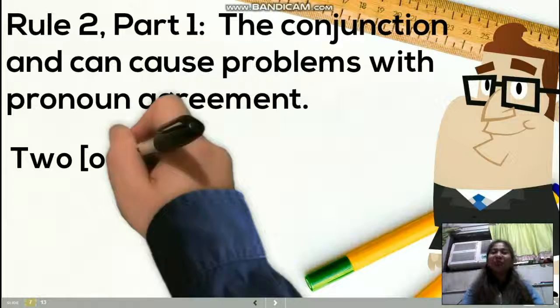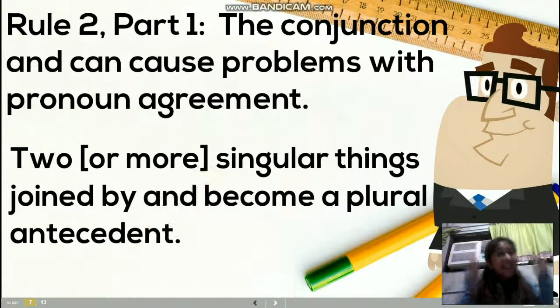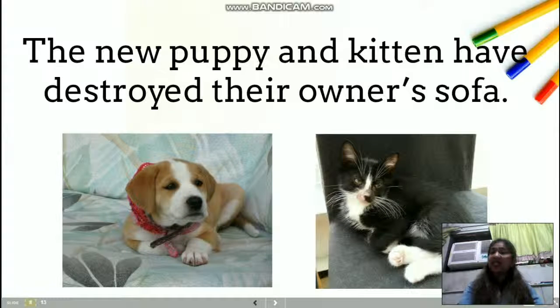Let's proceed now to rule number 2. The conjunction and can cause problems with pronoun agreement. Two or more singular things joined by and become a plural antecedent. The new puppy and kitten have destroyed their owner's sofa. Okay, so next.